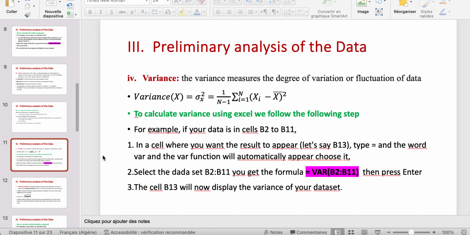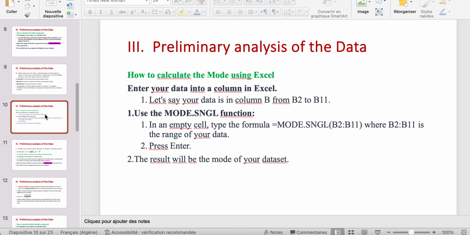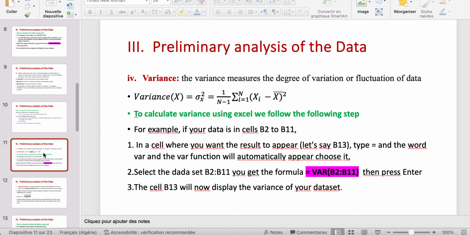So let's continue with the measures of spread. Like I mentioned before, we have variance and standard deviation. The variance gives us an idea about the degree of variation or fluctuation of our data. For example, when we see a stock market price and we calculate the variance of the stock price, then we get an idea about the degree of variation in this stock market.